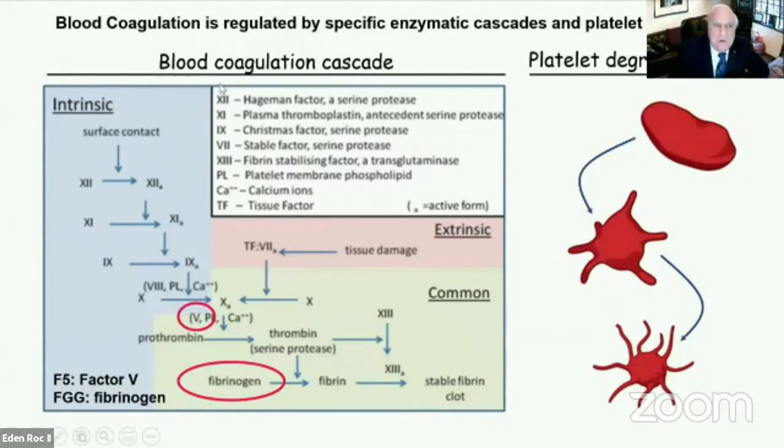And this is just to show the blood coagulation cascade, to remind us of where factor V and fibrinogen sit. So factor V promotes the conversion of prothrombin into thrombin, and the fibrinogen was increased, so it creates an increased substrate for fibrin formation and clot formation. And also there were platelet degranulation factors that were identified as well, that are on the right.